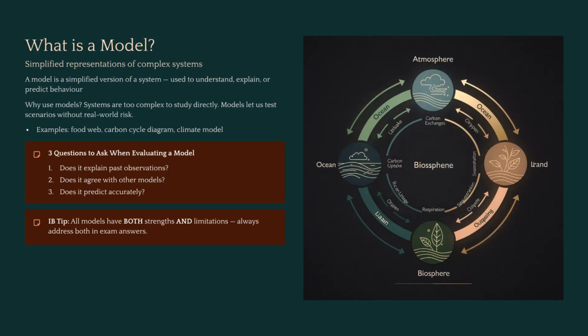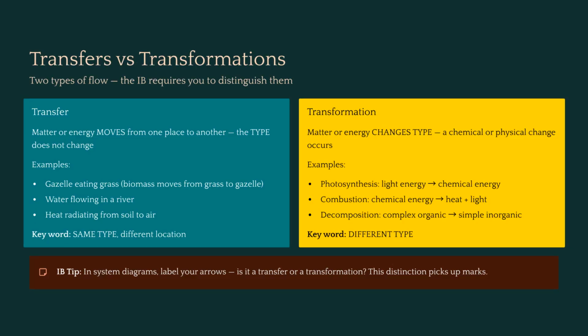A model is a simplified representation of a complex system. Why? Real systems are too messy to study directly. Food webs, carbon cycles, all models. 3 questions: Does it explain past observations? Does it match other models? Does it predict accurately? Discuss both strengths and limitations in essays. That's full marks. The IB loves this distinction.